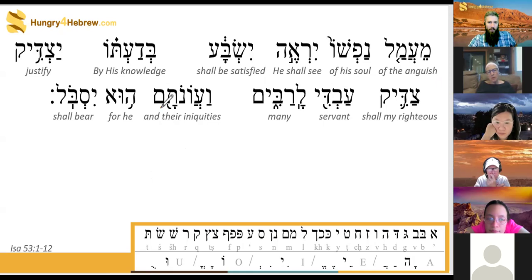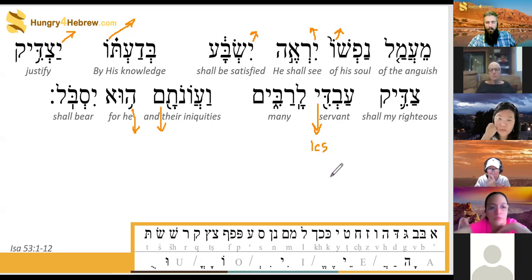It would kind of help to know who the antecedent to each of these pronouns is, right? Who's doing the action here and here? Who's nefesh? Who's doing the action of yatzdik and yisba and yir'eh? Whose are they? Whose is my, right? So we have a 1CS, me, my servant. Them, the one whose iniquities are being borne.